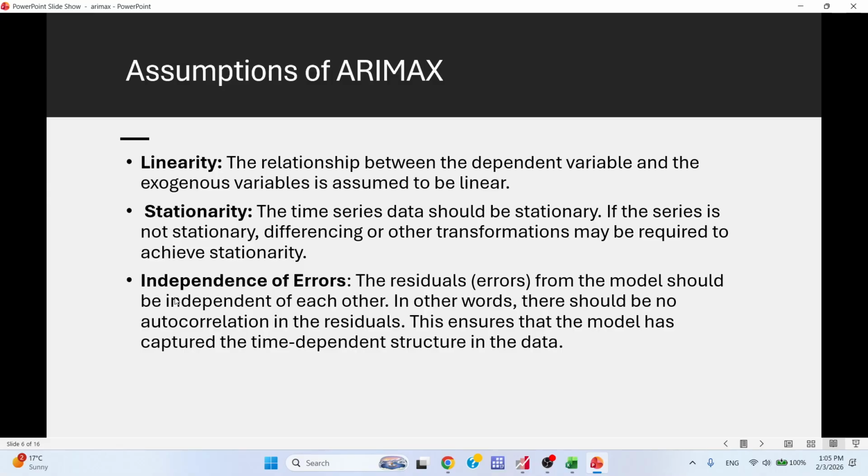The next assumption is independence of errors. The residuals from the model should be independent of each other. The errors must not be correlated with each other. In other words, there should be no autocorrelation in the residuals. This ensures that the model has captured the time-dependent structure in the data. So later in this section, we will see whether there is an issue of autocorrelation in our data set or not.